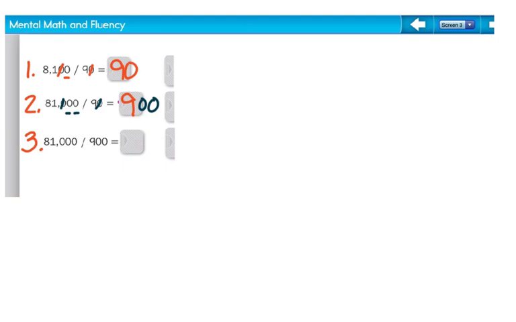Number 3, 81 divided by 9 is 9. This 0 cancels out this one, cancels out this one. I add 1 to the end.